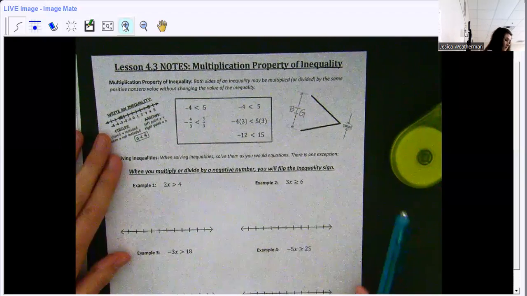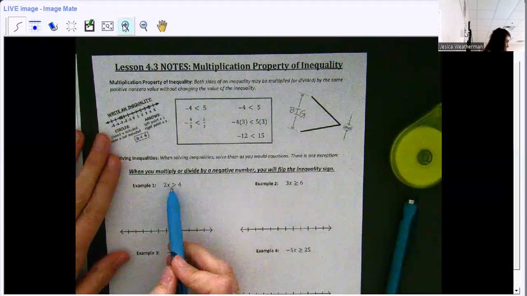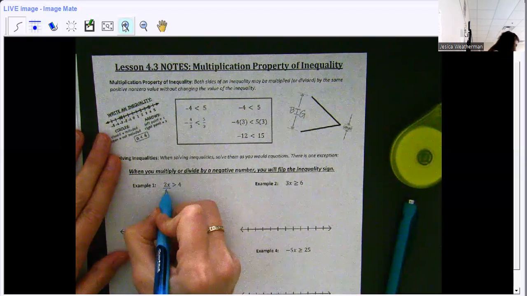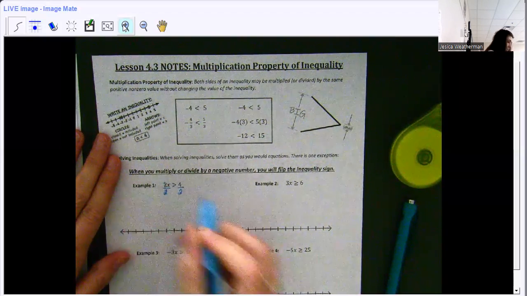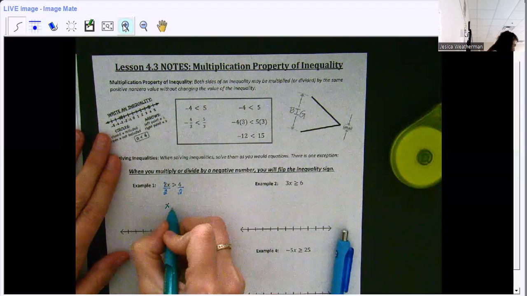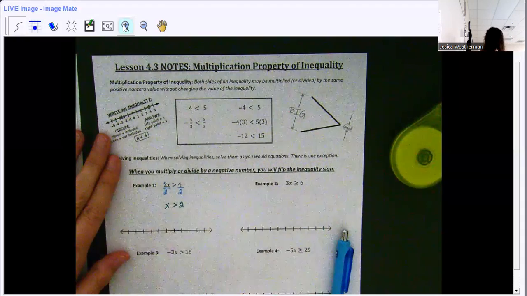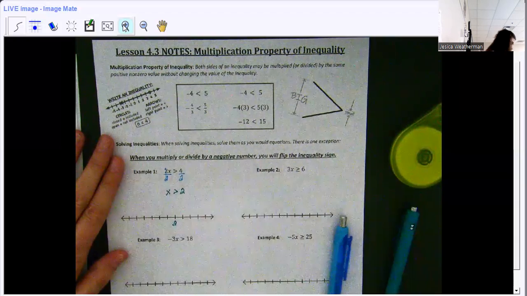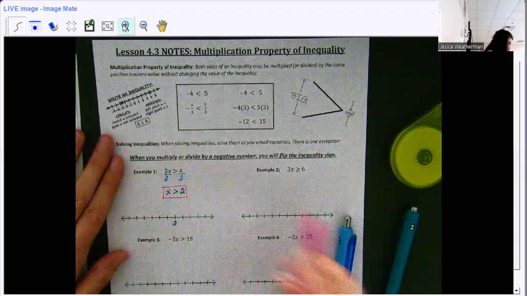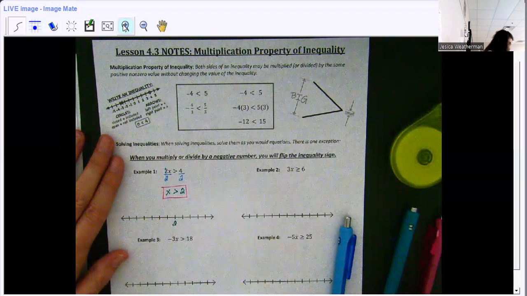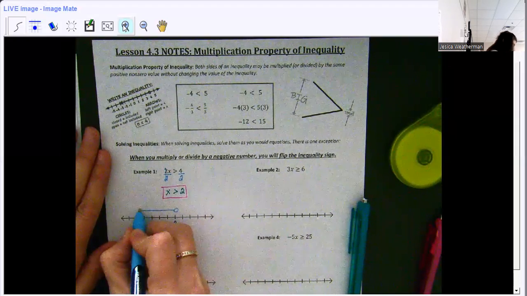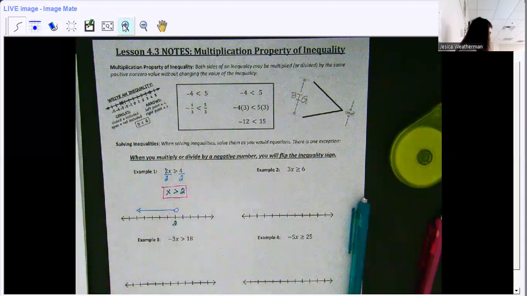So example 1, this is just like an equation. Imagine there's an equal sign there and you solve it just the same. We're going to divide both sides by 2. And you have x is greater than 2. And then you graph it, just like we did on the previous 2 lessons. So when I graph this, I have an open circle above 2. Since x is greater than, I will go in the greater than direction to the right. Got it?